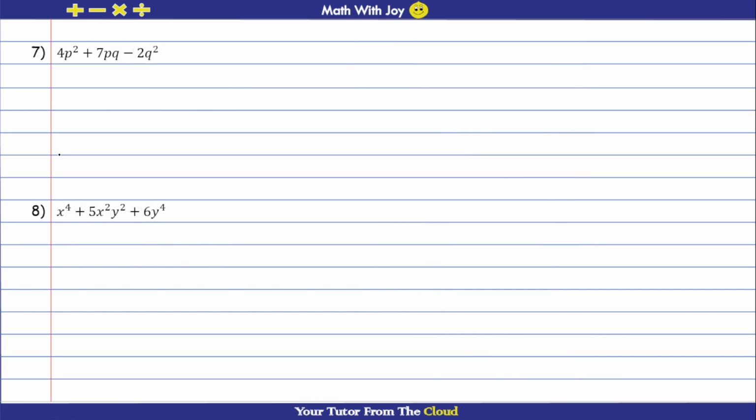Let's practice more questions together. Always check if you can take out a common factor. So in this case, you can't take out a common factor. So we have to work out the factors of 4p squared, and again it's going to be 1p and 4p, 2p and 2p.